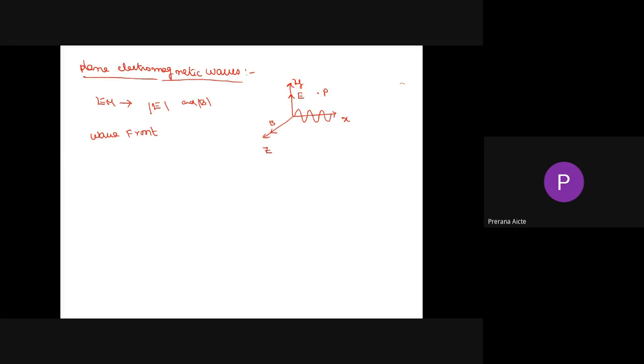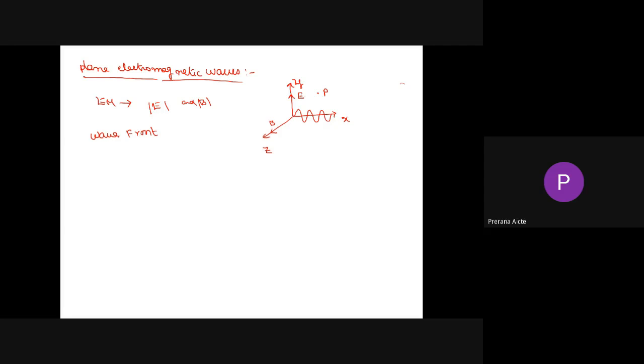Now, the differential equations relating B and E, the electric field intensity and magnetic flux density. When the wave is propagating in the x direction, the electric field is in the y direction and the magnetic field is in the z direction. Now, how are these E and B related to x and t? This electric field and magnetic field are related to x and t values.